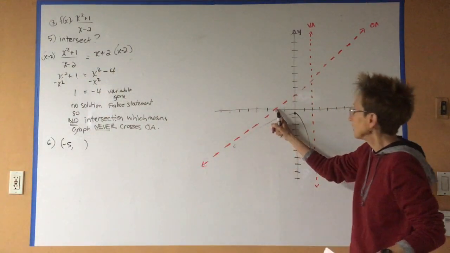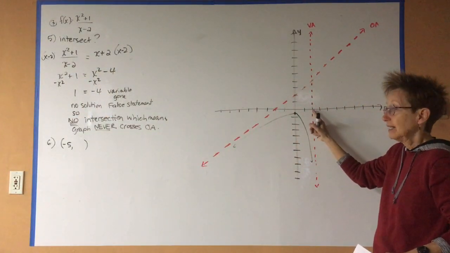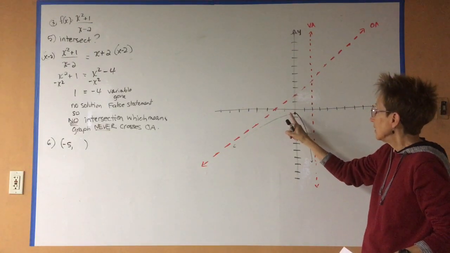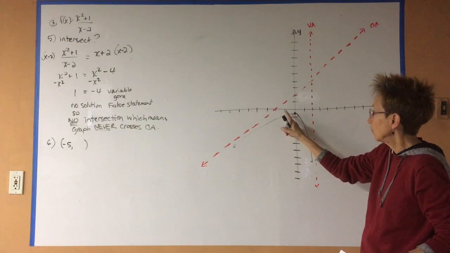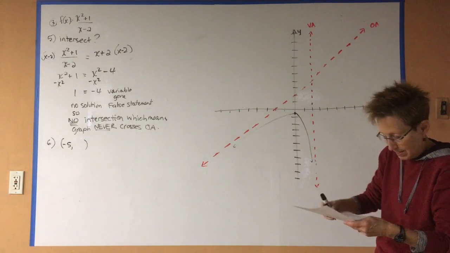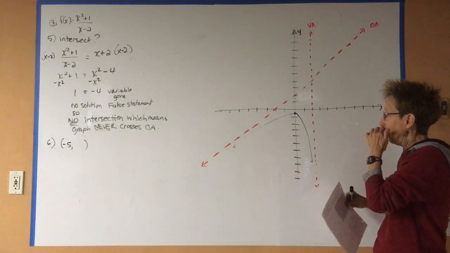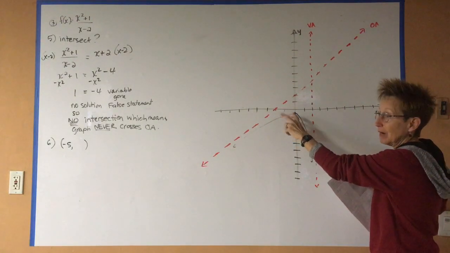I'm going to grab an x value in between the OA and the VA. I already have 0. So maybe I'll grab -1 or even -2, or I could grab 1. So I have a bunch of choices here. You can grab all of them if you want.